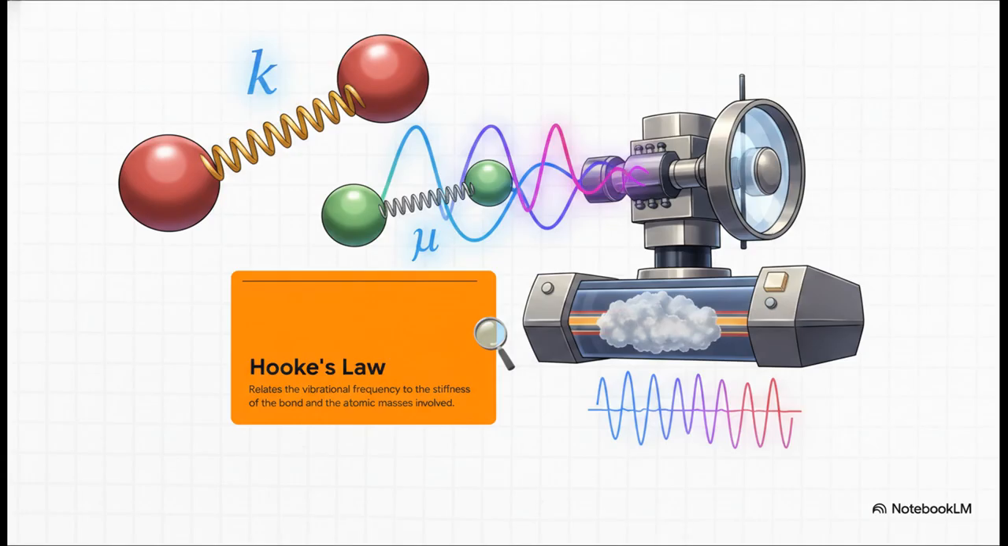The first is the stiffness of the bond. That's the force constant, represented by the letter K. The second variable is the mass of the atoms at each end of the bond. To keep the math simple, chemists combine the individual atomic masses into a single value known as the reduced mass, or the Greek letter mu.